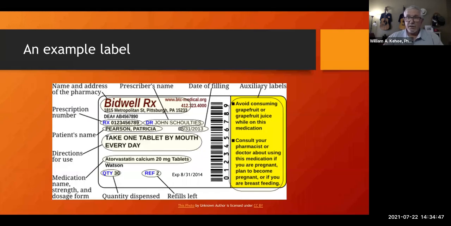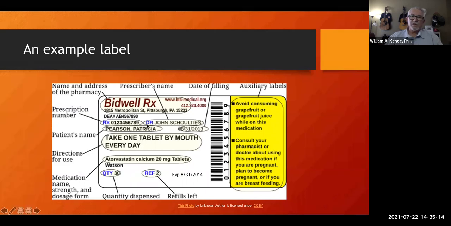Although I will tell you that some people, particularly elderly or some of our consumers, obviously may not be able to read that label. Then you will have the drug, and you'll see here this drug is atorvastatin. That's a generic name for a cholesterol lowering agent. They'll have the strength, which is 20 milligrams, and then the formulation that we're talking about. So this comes as a tablet.